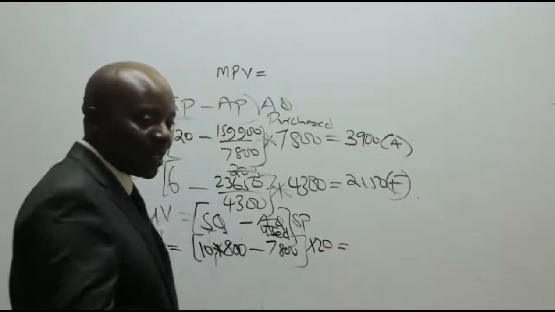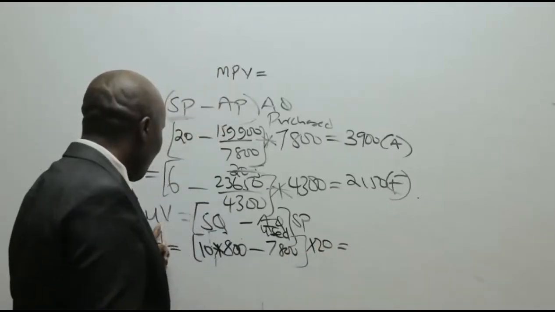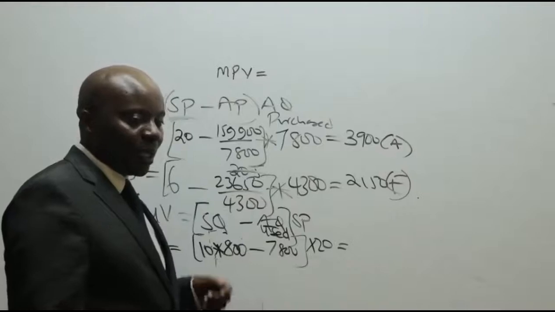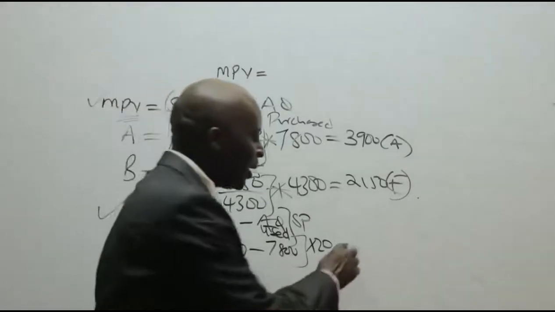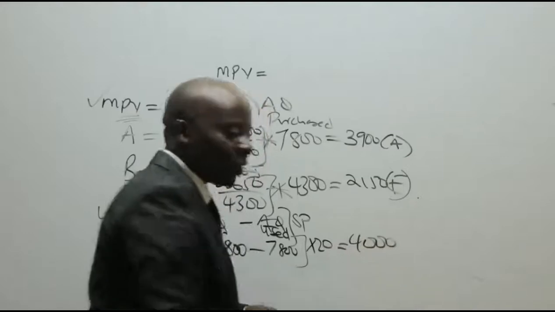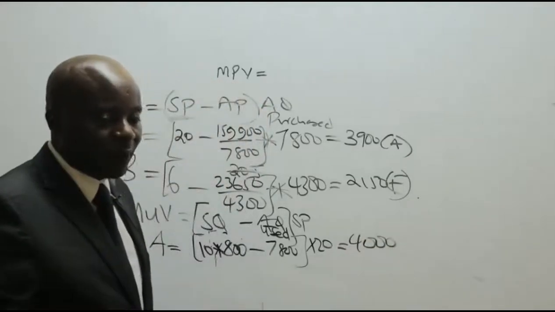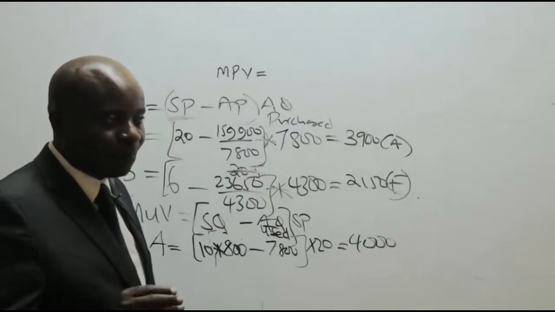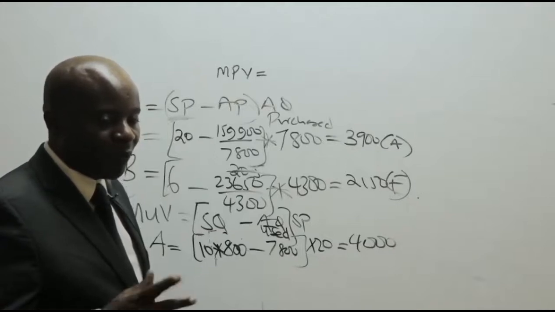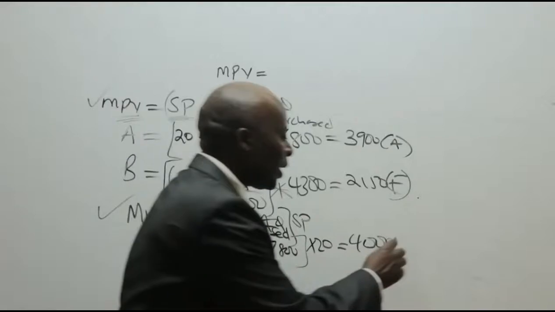I saw some guys giving me answers. Could you kindly give me the material usage variance for A? Juma tells me it is 4,000. 4,000 adverse or favorable? Jabir, you can't just tell me 4,000. You must be able to profile your variance. So in this case, favorable.